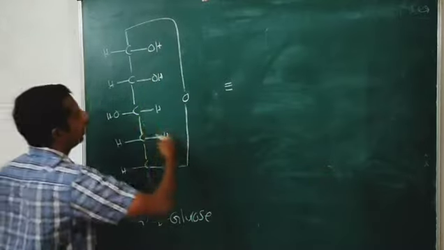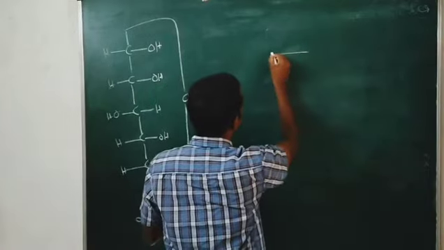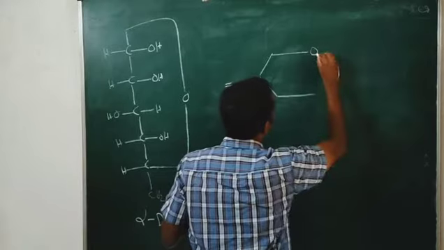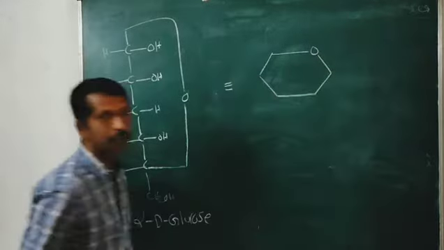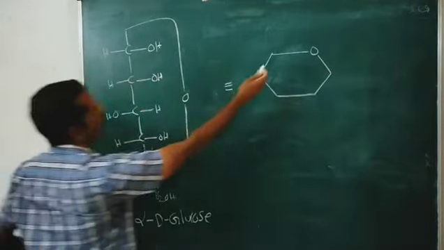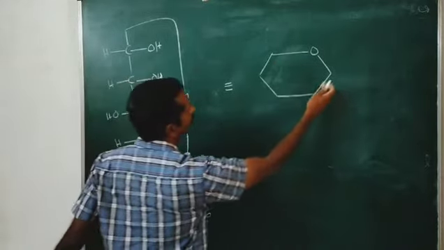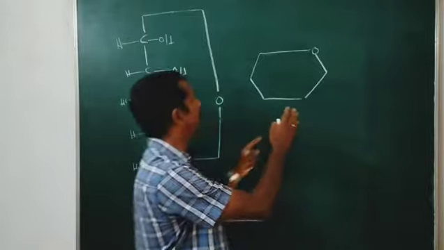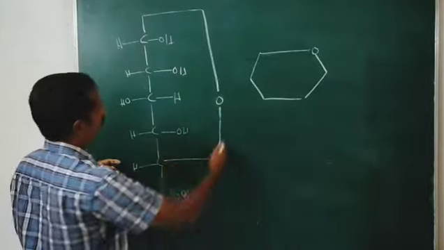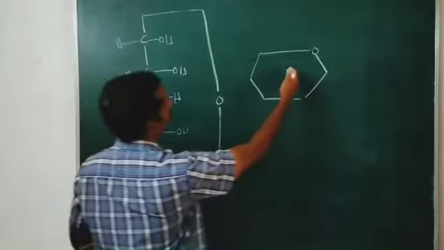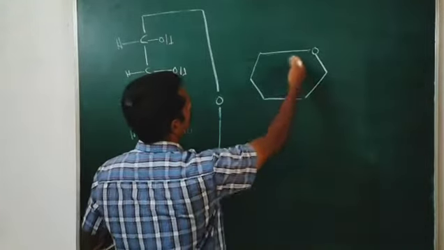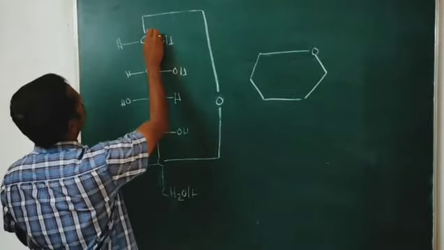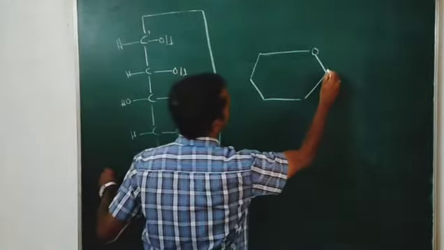The ring consisting of 5 carbons and an oxygen will be like this. First you write the ring like this, because now you look at it here, 1, 2, 3, 4, 5 carbons and an oxygen. This same ring structure can be shown like this. Now this is our oxygen. Now we come to here. This is the first carbon.